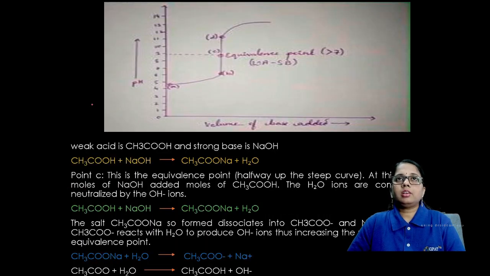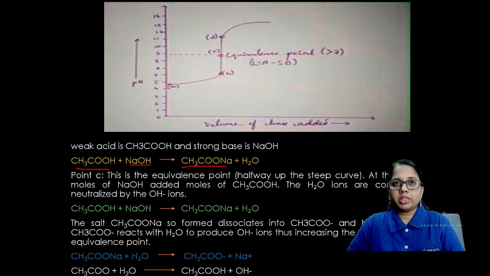Now let us see another neutralization curve, that is weak acid, that is CH3COOH, which is going to be titrated with a strong base. So CH3COOH, which is acetic acid, and strong base NaOH is going to be there. We have already seen this reaction before also. So sodium acetate, the conjugate base, is going to be formed.